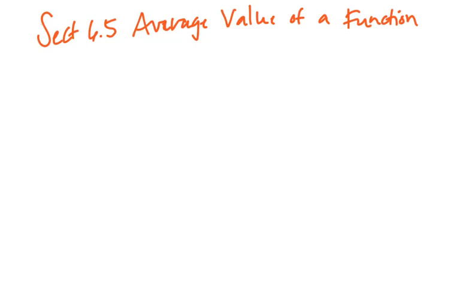Section 6.5 is the average value of a function. So think about average. To find an average, we add things together and divide by how many items there are. So if you have 5 pieces of something and 8 pieces and 12 pieces, you add them together and divide by 3. So 25 over 3 is your answer.